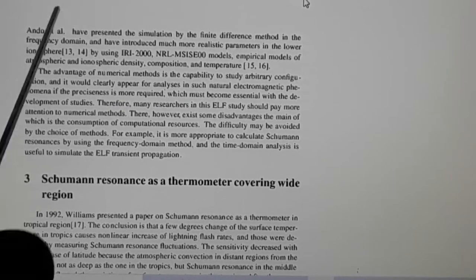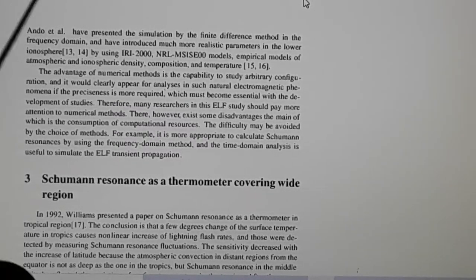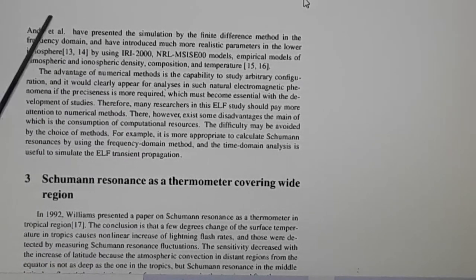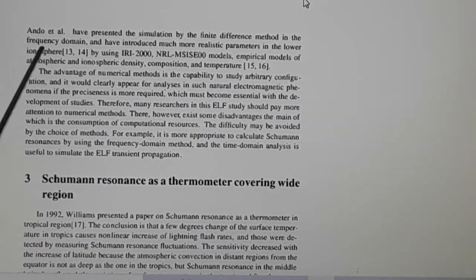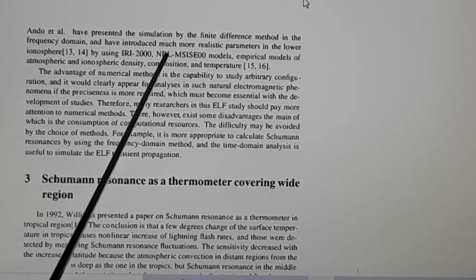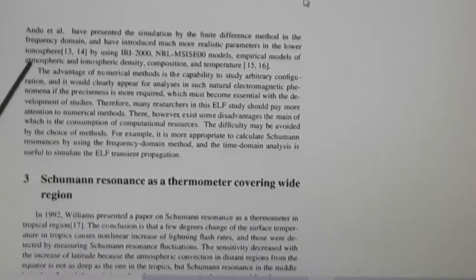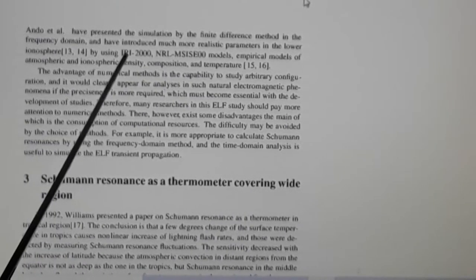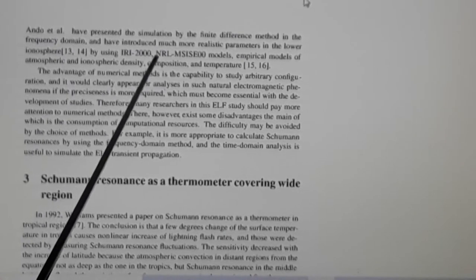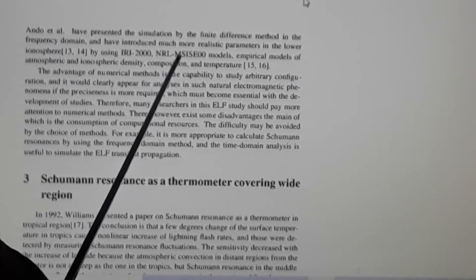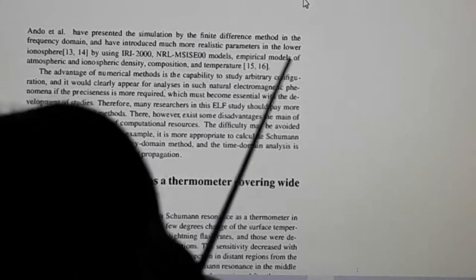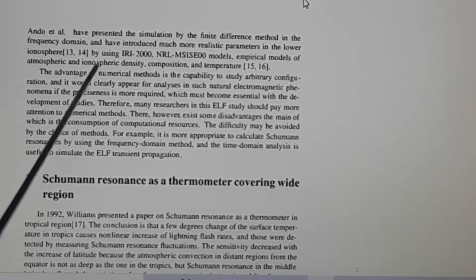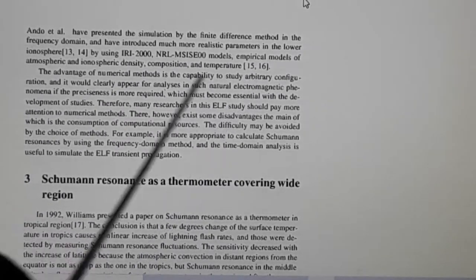All right. Ando et al. have presented the simulation by the finite difference method in the frequency domain and have introduced much more realistic parameters in the lower ionosphere, by using IRI 2000, NRL MSIS, EOO models, empirical models of atmospheric and ionospheric density, composition, and temperature.